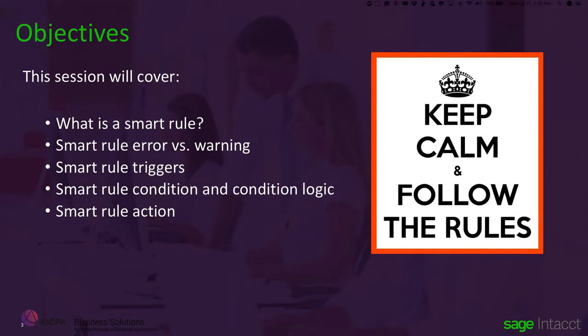So today we're going to cover smart rules. And again, we're mainly going to focus on smart rules in the presentation, but I will give you some tips on the event concept as well. We're going to talk about what a smart rule is. We're going to talk about smart rule errors and warnings, triggers, conditions, condition logic, and actions.